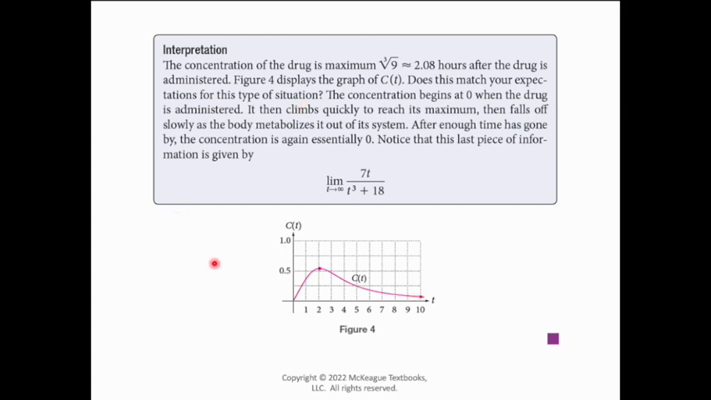So now let's interpret everything that we've just looked at. The concentration of the drug is maximum when it's 2.08 hours after the drug is administered. We also brought up the fact that the minimum value was here at 0. So the concentration begins at 0 when it's administered, and then it climbs quickly, reaches its max, and then starts to level off as time goes on.